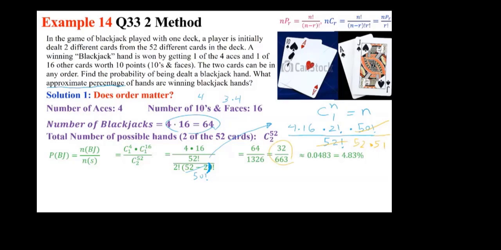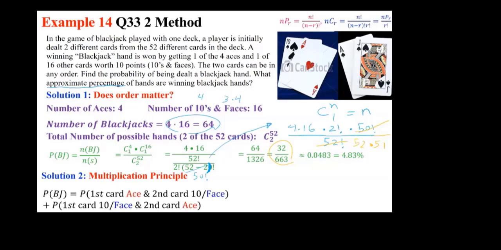This is it. And just quickly, a second method on that, multiplication principle. Probability of getting a blackjack would be the probability of the first card being an ace and the second one being either a 10 or a face, or vice versa. The probability that the first one is a 10 or face and the second one is an ace. Okay, if you want to go this route. So there are two of them that you want to combine. The probability that the first card is an ace is 4 out of 52, and the second one being a 10 or face is 16 out of 51.